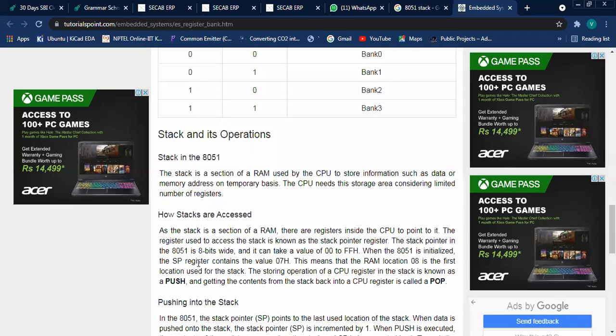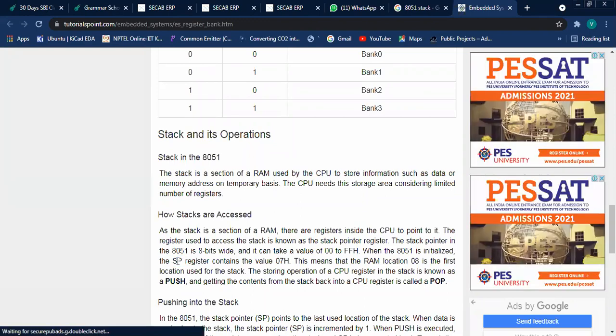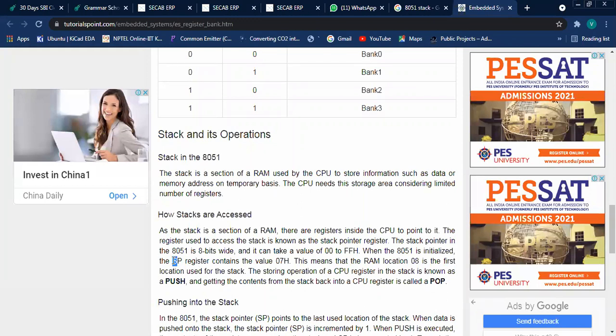We have already read about one register, the SP register. SP stands for stack pointer. It is pointing to the stack memory, and that is why it is called the stack pointer. This register always holds the value 07H whenever the microcontroller restarts or resets.